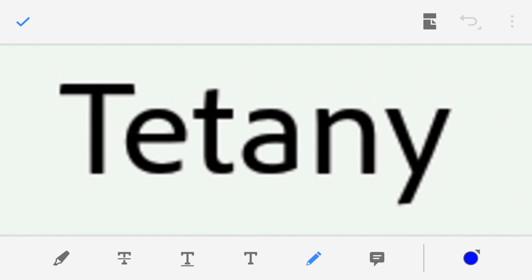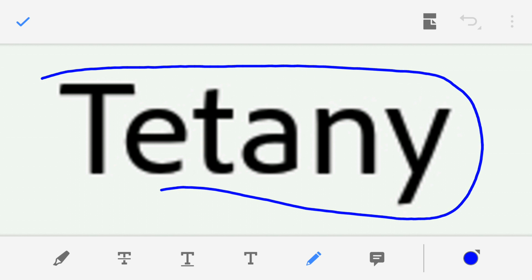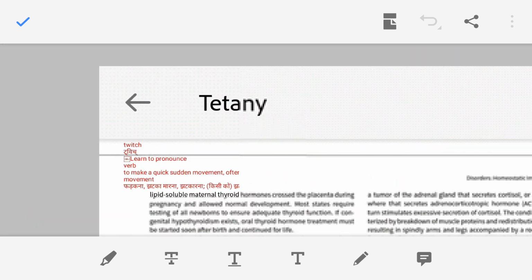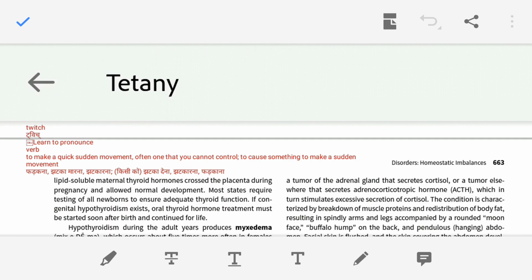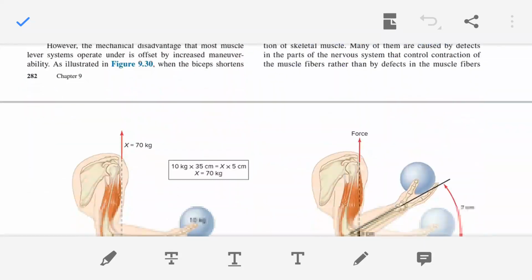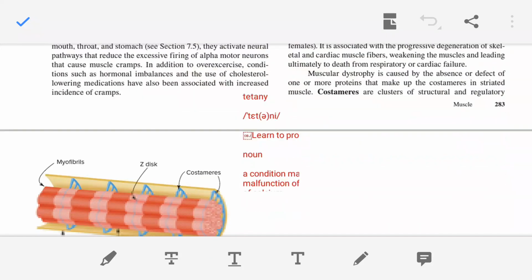I welcome you to the presentation lecture on Tetany. So today our topic of discussion is Tetany. What is Tetany? How is Tetany caused, and what happens in Tetany? How is the patient affected by Tetany?